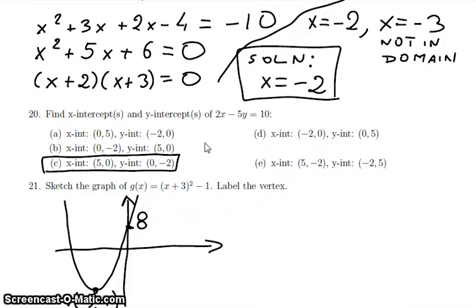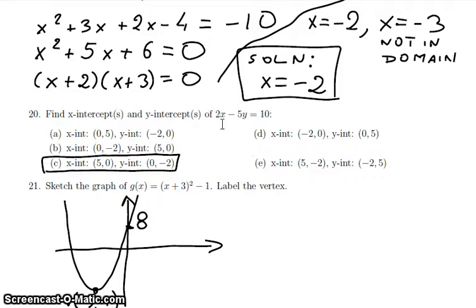Problem 20. Find x-intercepts and y-intercepts of 2x minus 5y is equal to 10. So the x-intercept, well, there's only one x-intercept, is when y is equal to 0. So if this part is equal to 0, that's 2x is equal to 10. So x equals 5. So the x-intercept is going to be (5, 0).